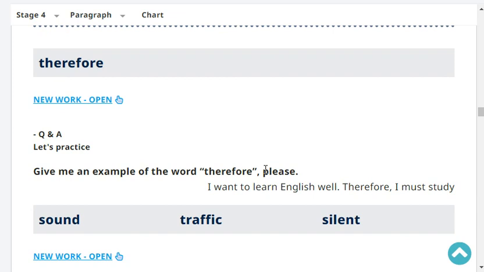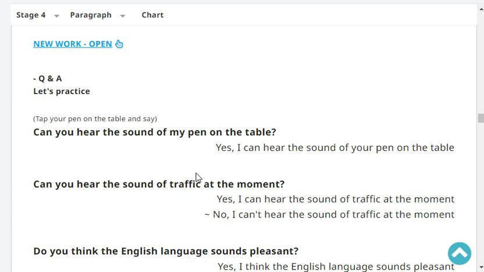Okay, next. Give me an example of the word therefore, please. I want to learn English well. Therefore, I must study. Very good.